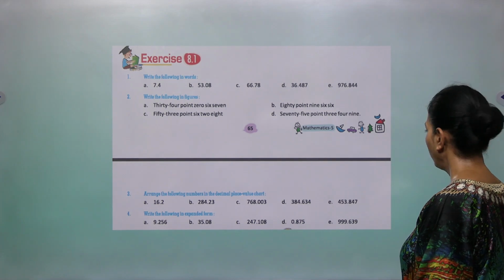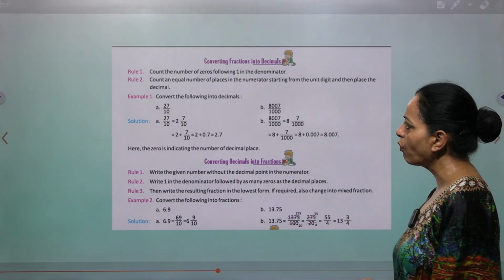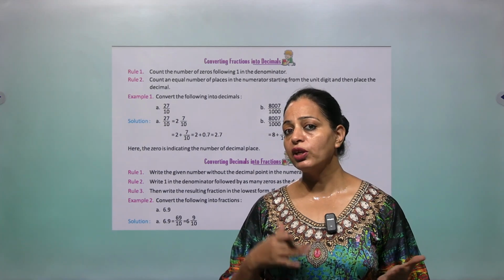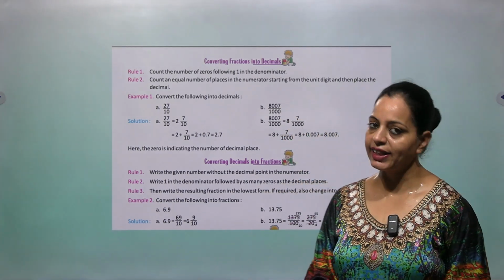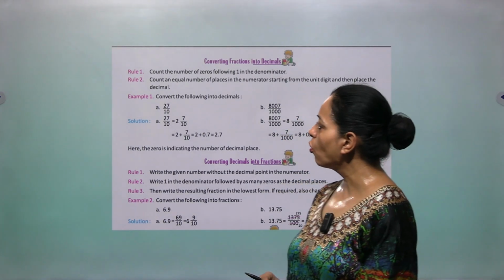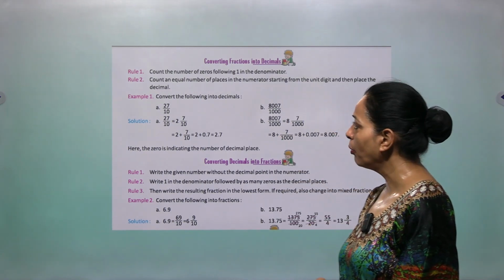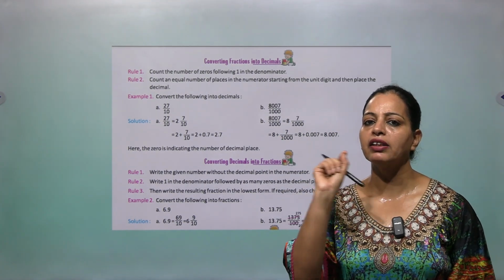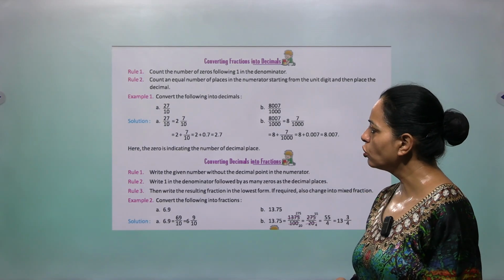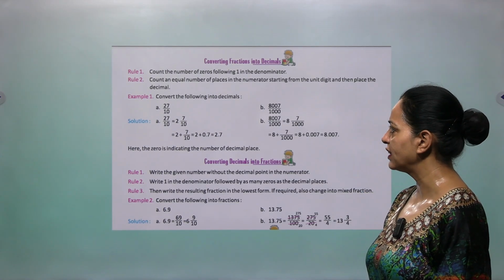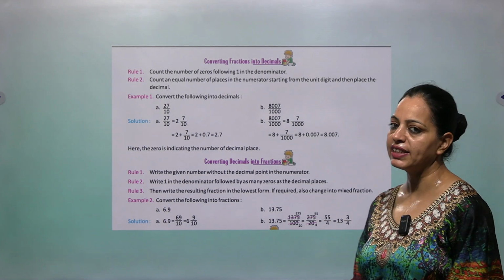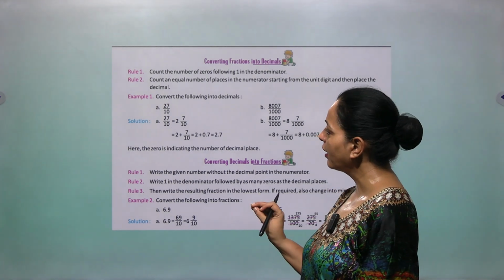So now we are doing the next one, converting fractions into decimal. अब fraction को decimal में convert करना है, कैसे करना है? Let's see. So rule 1, count the number of zeros following 1 in the denominator. हमें देखना है 1 के बाद कितनी zeros हैं. Then rule 2, count an equal number of places in the numerator starting from the unit digit and then place the decimal. आपने क्या करना है?